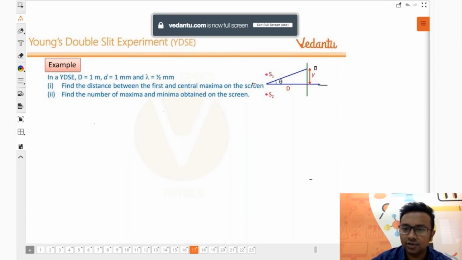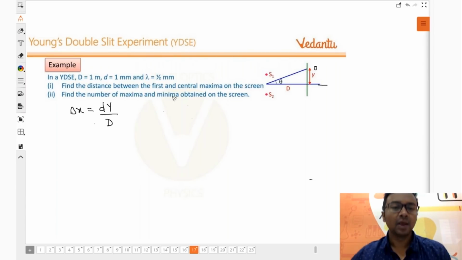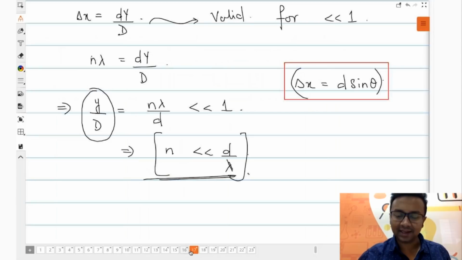So, coming to this question once again, we saw just now what is the limitation of using delta x equal to dy by capital D. We know for sure that delta x is generally used as this, but we just saw in a slide back that n has a maximum value, that is equal to d by lambda.